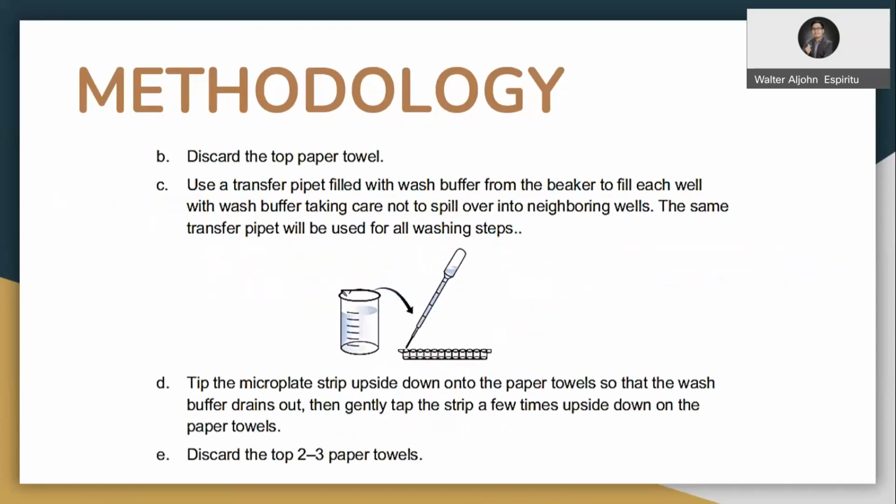After that, discard the top paper towel. Next, fill each well with wash buffer using a pipette. This is the washing part. After you have added enough buffer to each well, tip the microplate strip upside down again and drain it out. Discard the top 2 to 3 towels because they may have contained the buffer. So you're done with the first washing.